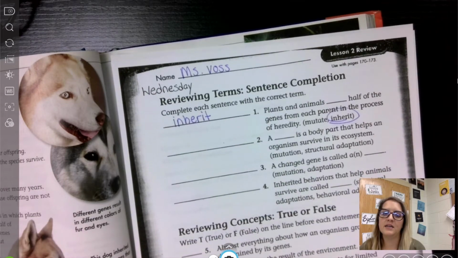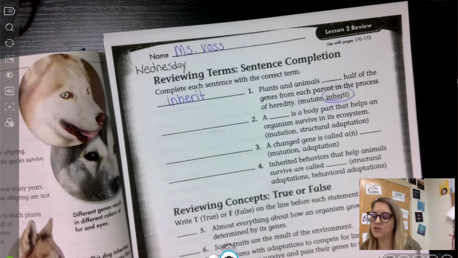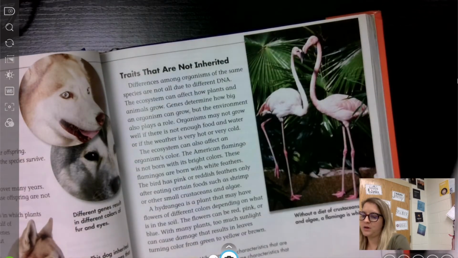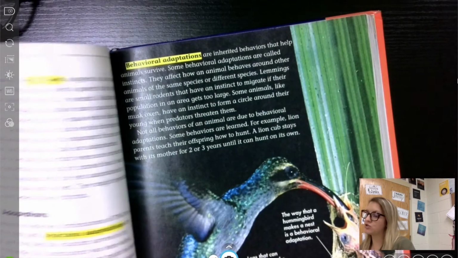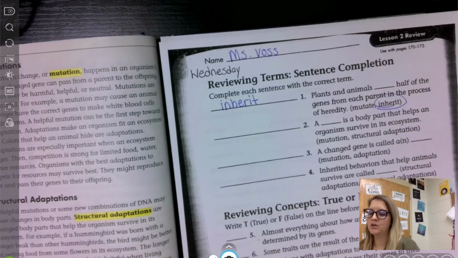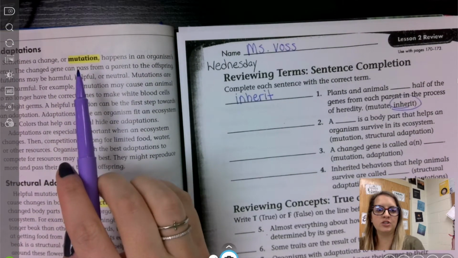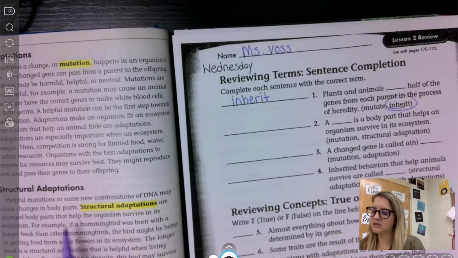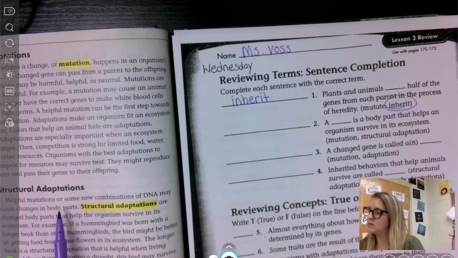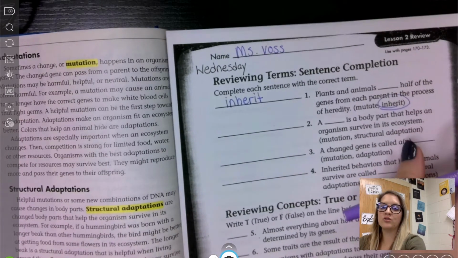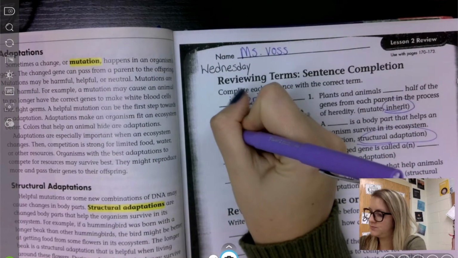A blank is a body part that helps an organism survive in its ecosystem. All right, we know that we're either looking for the word mutation or structural adaptation. So we can see that a mutation is a change. Maybe not that. Structural adaptations are changes in body parts. So I know that since it's talking about a body part, we're talking structural adaptation.